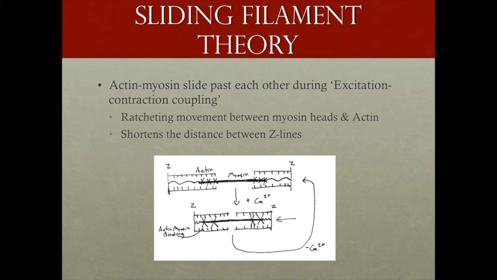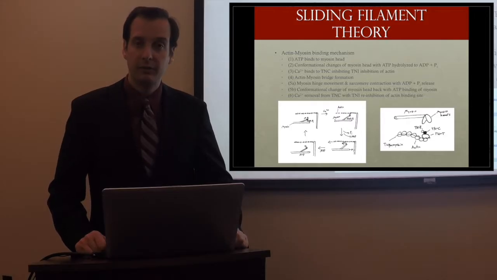Actin and myosin slide past each other during excitation-contraction coupling. This is accomplished by a ratcheting movement between the myosin heads and actin. The distance between Z-lines, or the length of an individual sarcomere, shortens as this contraction takes place. And let's take a more in-depth look at the actin-myosin binding mechanism.